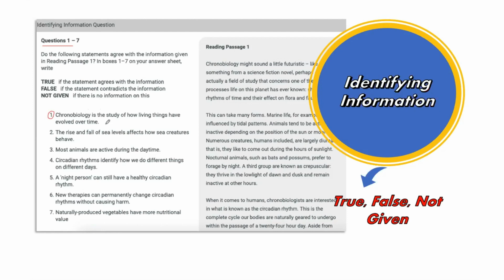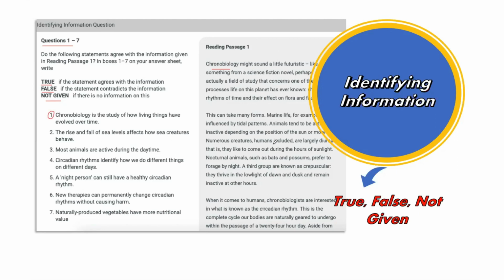And your job will be to answer whether or not the statement is true, or if it's false, or if this information is not given in the passage. It's really important that you don't rely on outside information for this question type. Let's say that you're a master of chronobiology and you know all about it. Unfortunately, that is not going to help you for this exam because you'll have to rely on the information in the passage and the information in the passage alone.